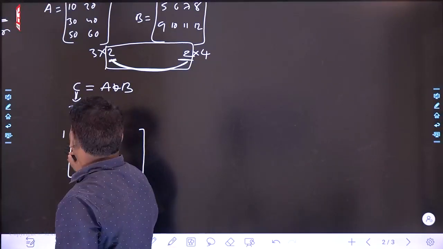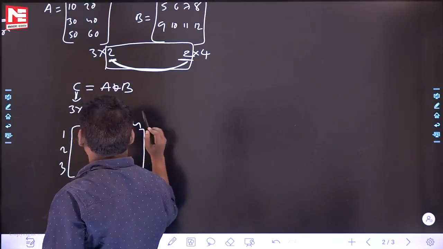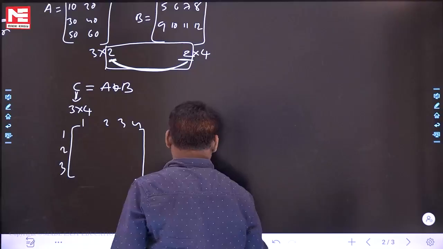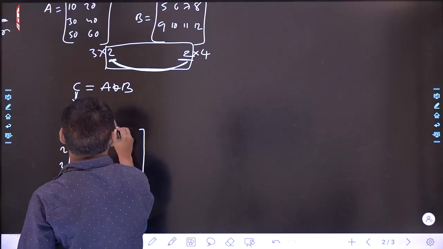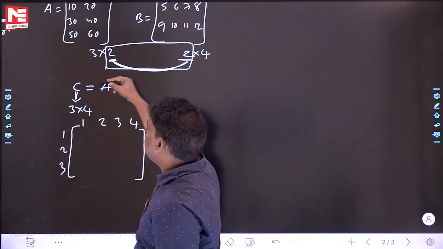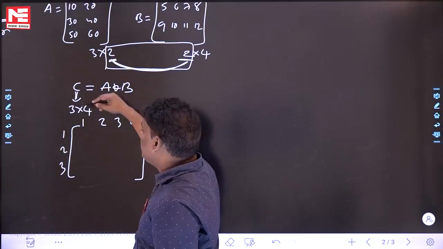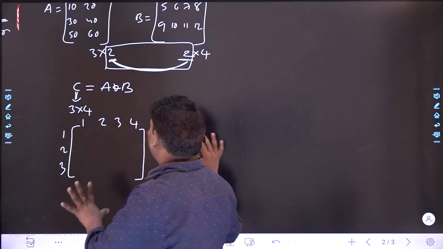See this one: 1, 2, 3 rows and 1, 2, 3, 4 columns, so 3 by 4. Everyone knows this; only for namesake I am explaining. Nothing new will come here. C is equal to A into B means the C size becomes 3 by 4. I think everything is ready.